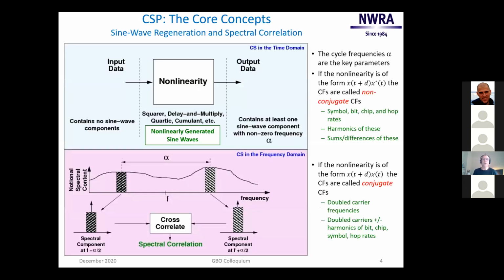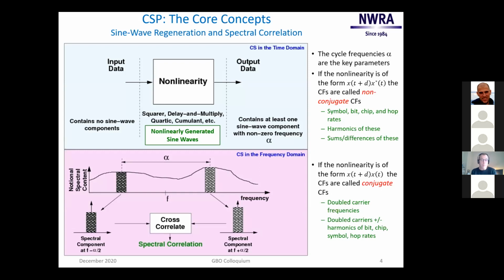Okay, so CSP. If there's a one slide CSP concept, this is it. In the time domain, cyclostationarity just means the ability to generate sine waves using nonlinear transformations. So think of a squarer or raising the signal to the fourth power. We pass it through that and look at the output. If we have non-trivial sine waves, that is, sine waves whose frequencies aren't equal to 0, then we have a cyclostationary signal.